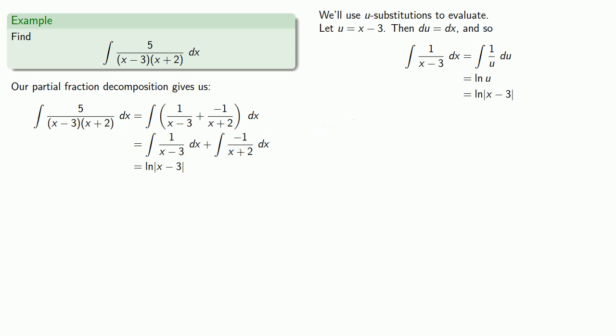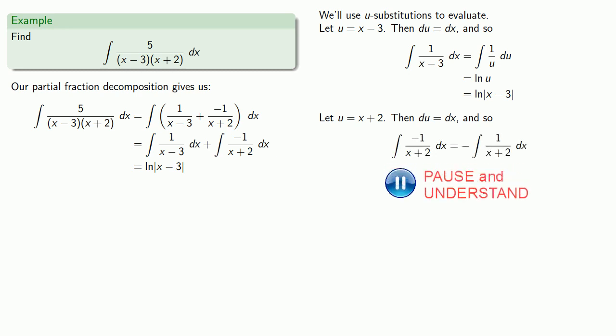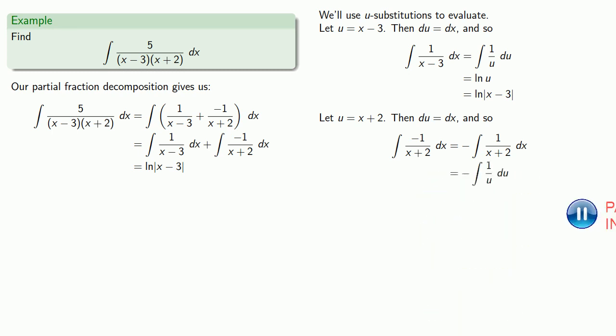Similarly, for the second integral, we'll let u equals x plus 2, and then du will be dx. We'll make our life easier by factoring that negative 1 out front of the integral. We'll make our substitutions. We'll find the antiderivative. We'll put everything back where we found it. And again, because this is log, we'll want to take the log of the absolute value of x plus 2.